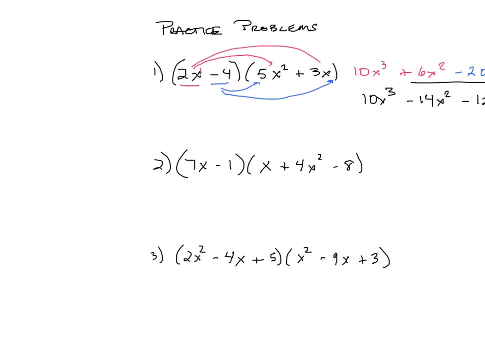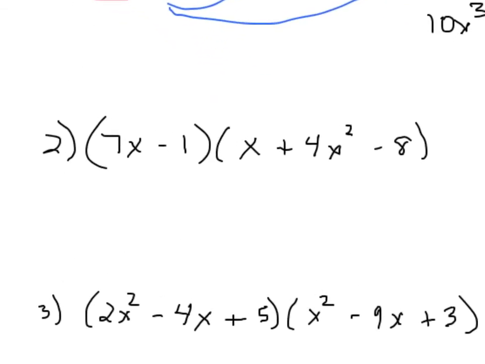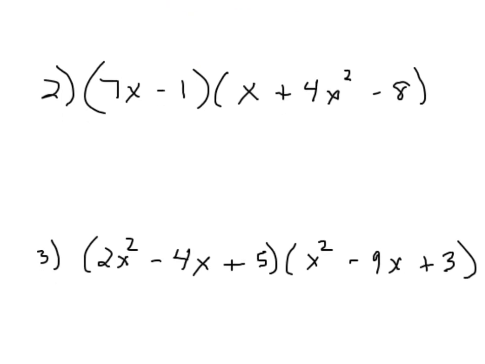Okay, next problem. We're going to take a look at a binomial times a trinomial. So automatically we're going to have a few more terms here. Now the other thing that we're going to notice is that this is not in standard form. So we have a choice. We can either put it into standard form now, or we can just multiply and then put it in standard form later. I'm going to go ahead and put it in standard form later. So I'll do all the multiplication first.